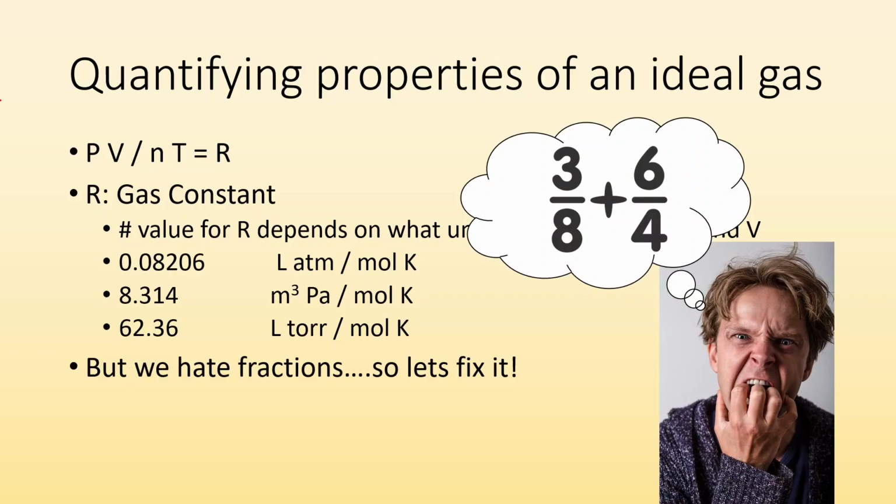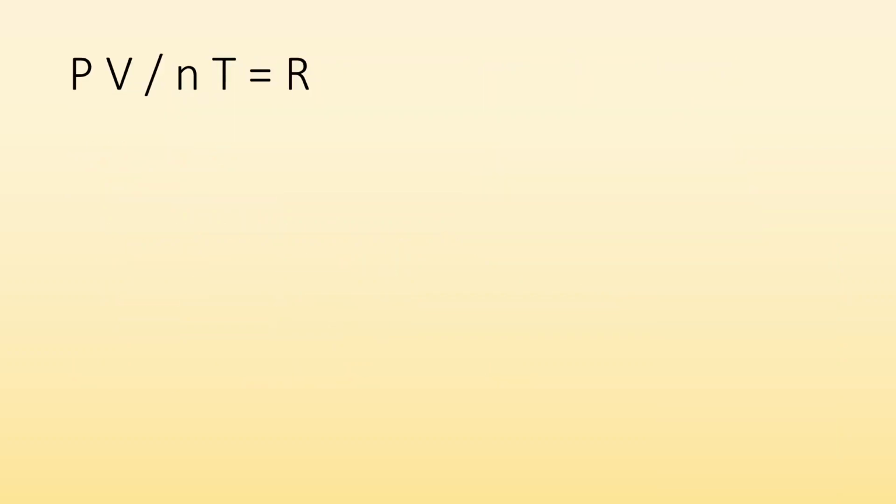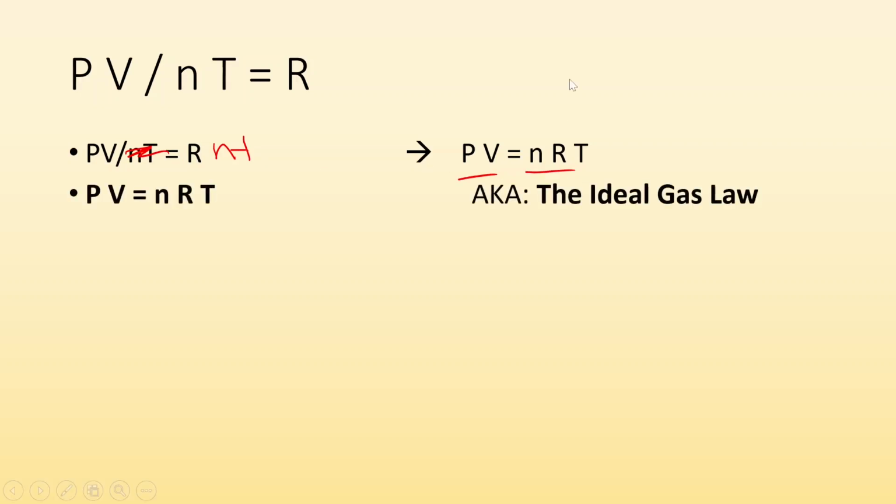So this equation up here with this fraction, let's rearrange it to get rid of the fraction. We got PV over nT equals R. But if I multiply both sides by nT, I end up with PV equals nRT. And this equation is called the ideal gas law.